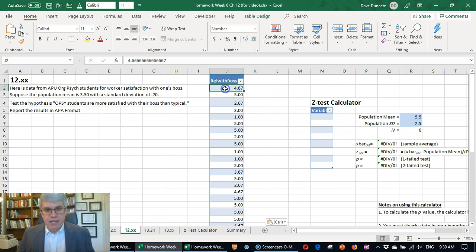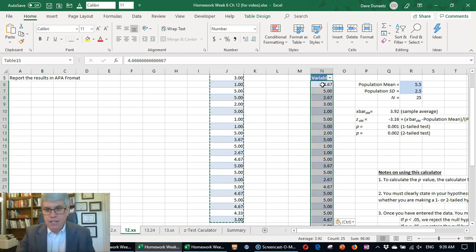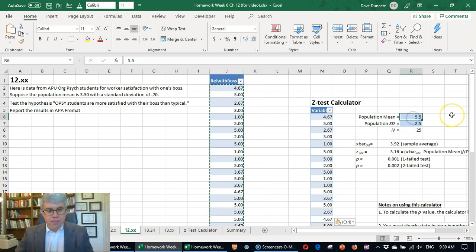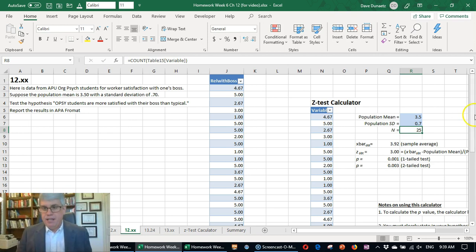So the data, let me copy it here. I'll do Shift Control down, and that'll get everything in the table. Control copy. I didn't copy the header, so I'll put it up here on the top row, and then I'll do Control V. And there we've got the data. Now we have to adjust the population mean. The average worker has a 3.5 average with their supervisor with a standard deviation of 0.7. So if I move that down, now we've got our data.